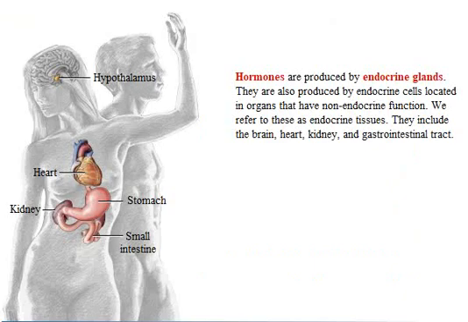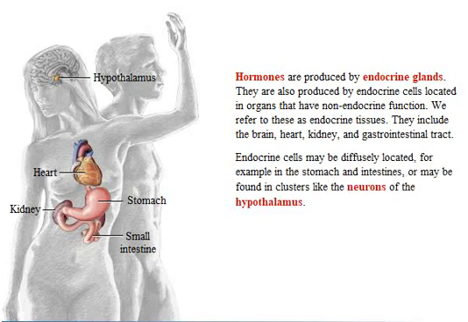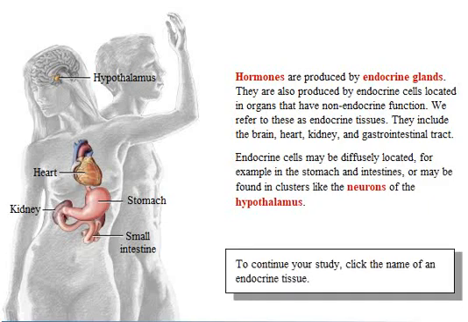Hormones are produced by endocrine glands. They are also produced by endocrine cells located in organs that have non-endocrine function. We refer to these as endocrine tissues. They include the brain, heart, kidney, and gastrointestinal tract. Endocrine cells may be diffusely located, for example, in the stomach and intestines, or may be found in clusters like the neurons of the hypothalamus. To continue your study, click the name of an endocrine tissue.